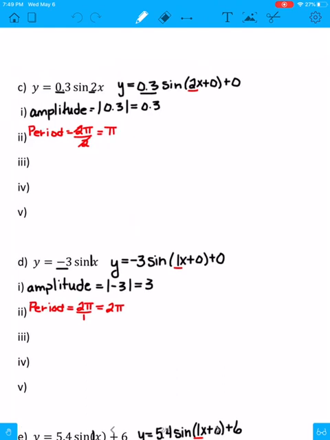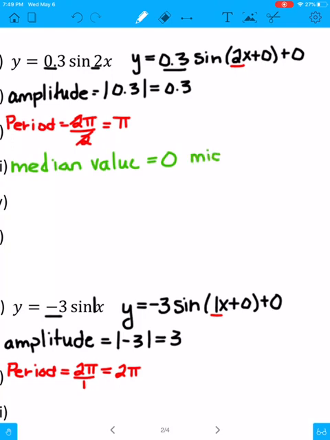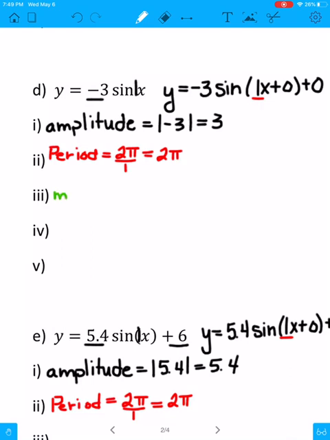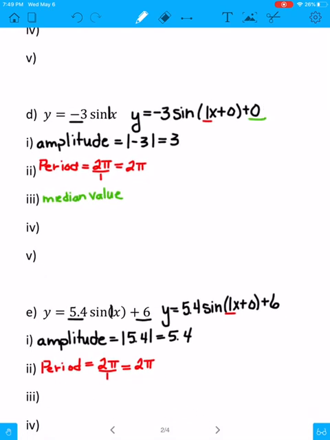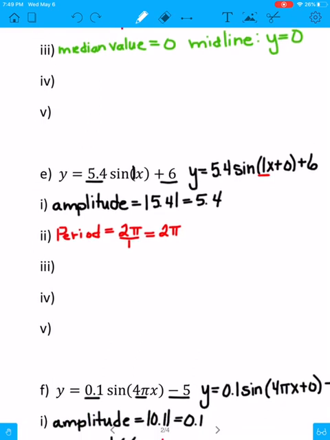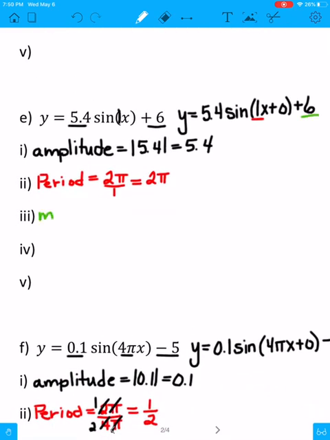See on the next page, we have a median value, which equals 0. And we have a midline, which is y equals 0. And then for D, we have a midline, or a median value, of whatever D is. D in this case is 0, so median value which equals 0, and a midline, which is an equation, y equals 0. For E, our D value is 6. So we have a median value, which equals 6, and a midline, which is y equals 6.